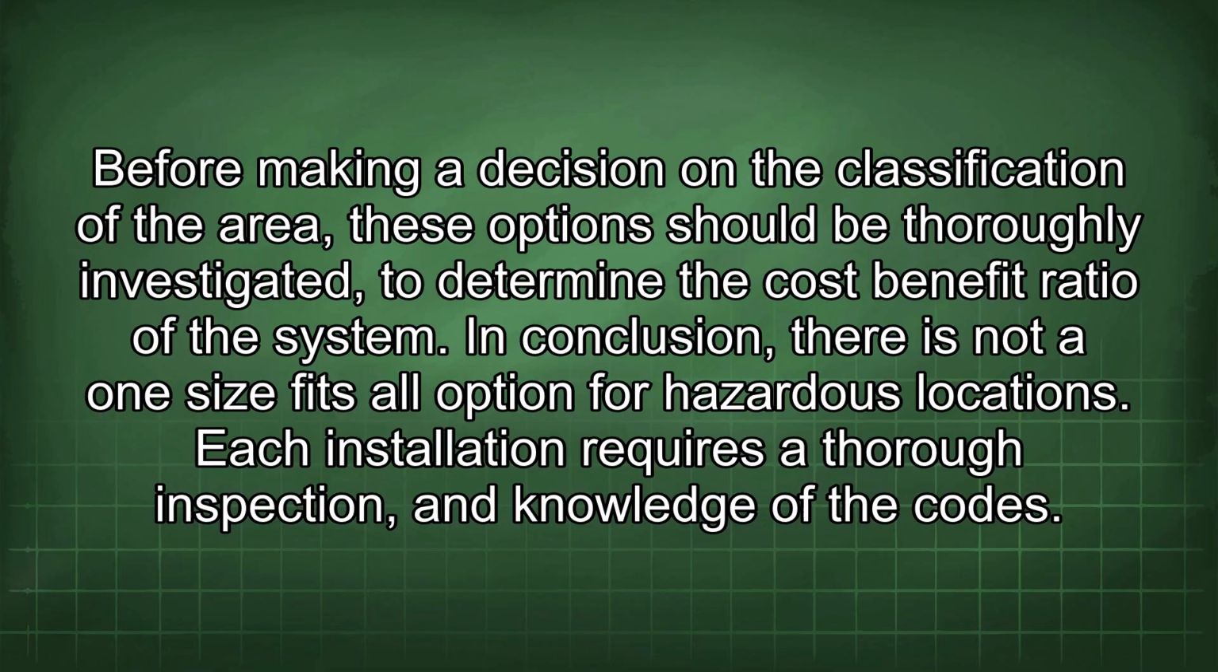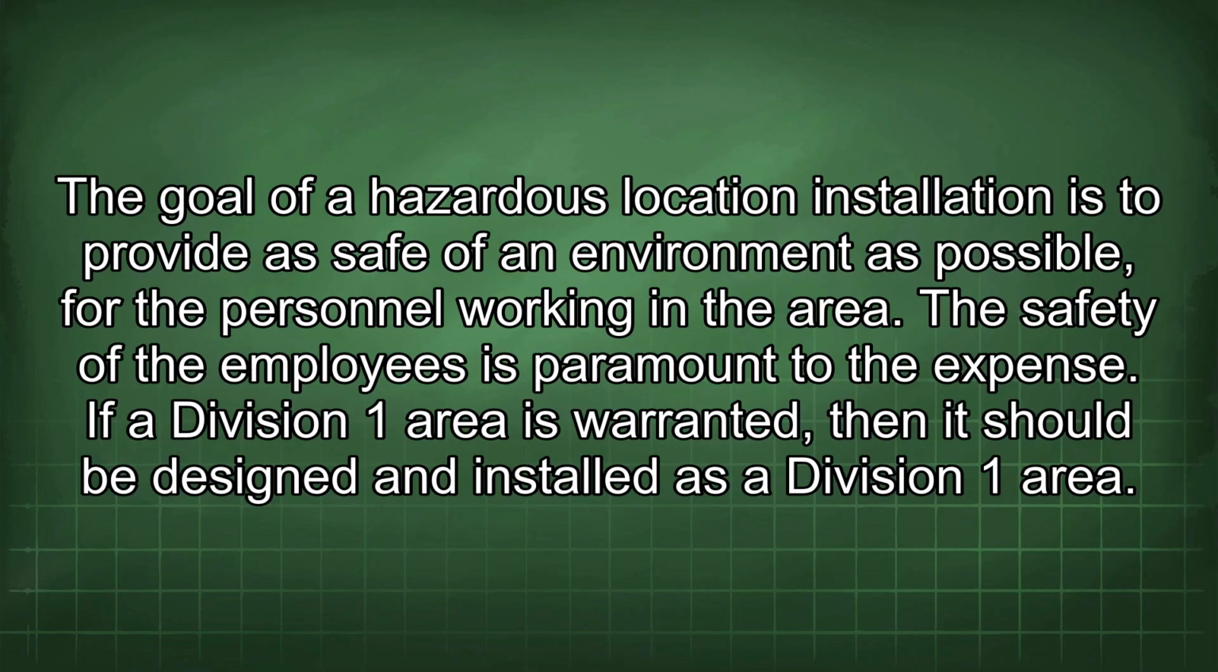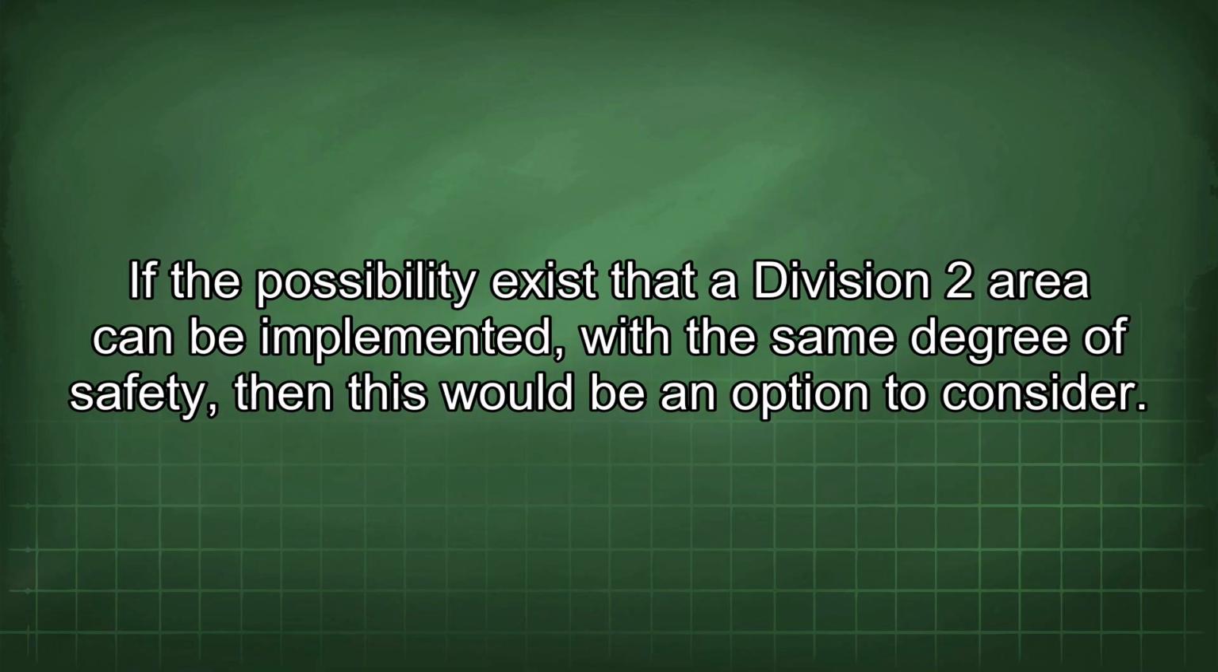In conclusion, there is not a one-size-fits-all option for hazardous locations. Each installation requires a thorough inspection and knowledge of the codes. The goal of a hazardous location installation is to provide as safe of an environment as possible for the personnel working in the area. The safety of the employees is paramount to the expense. If a Division 1 area is warranted, then it should be designed and installed as a Division 1 area. If the possibility exists that a Division 2 area can be implemented with the same degree of safety, then this would be an option to consider.